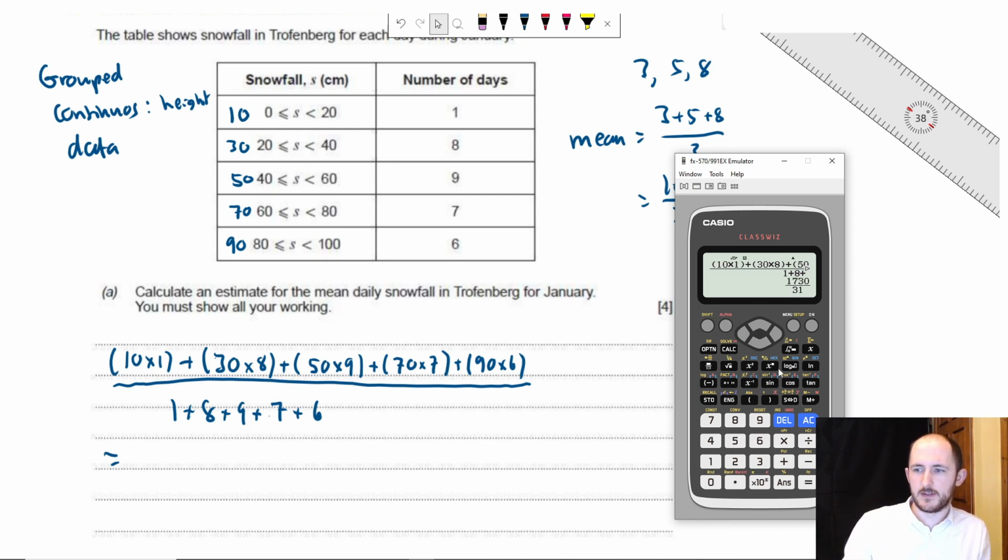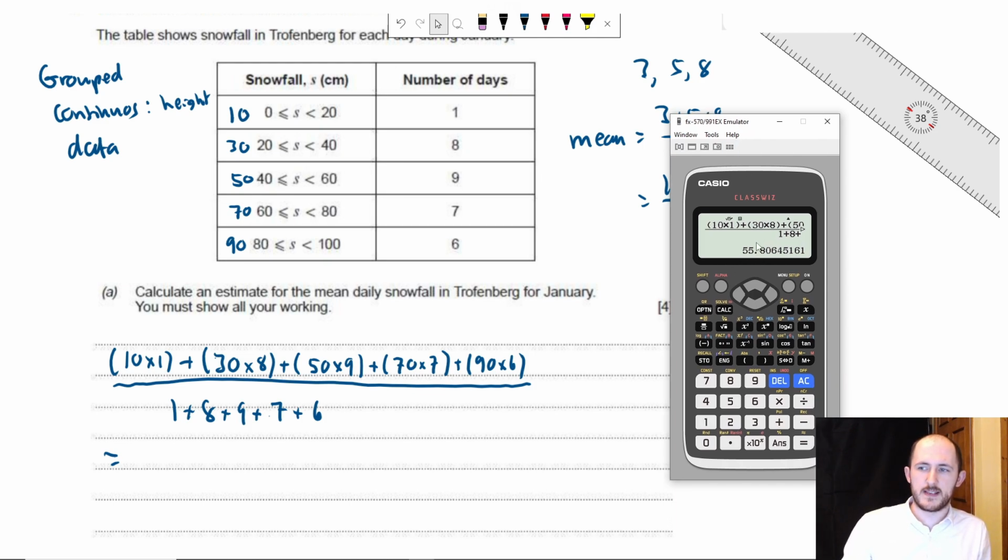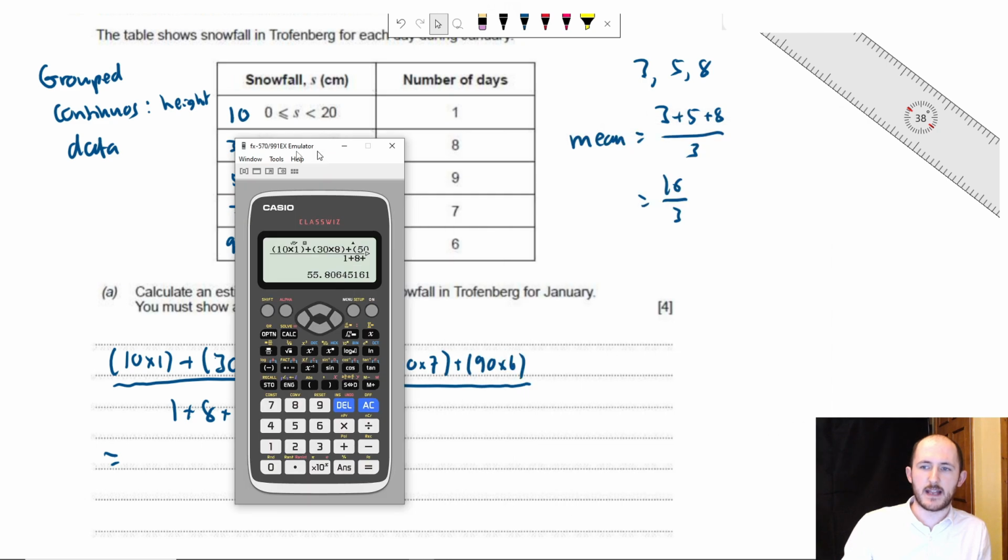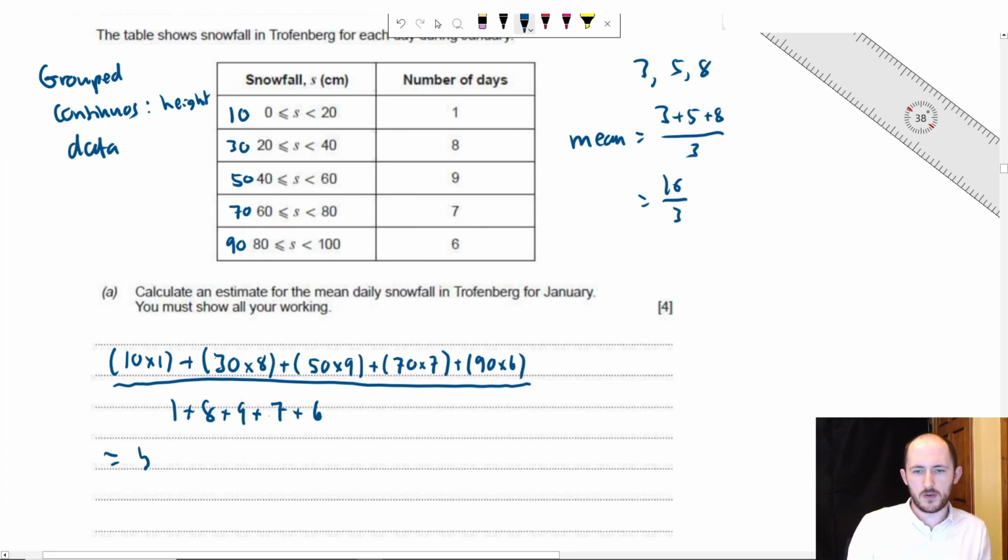And it'll give you. Normally, it gives you quite a long decimal, so I'll just do it to 3 significant figures. So 55.8 centimeters. Okay. Now, what I want you to do as well is have a think about whether or not this makes sense, right? So, if I look at all of this, I can kind of see the middle should be around this class because it's kind of even both sides.